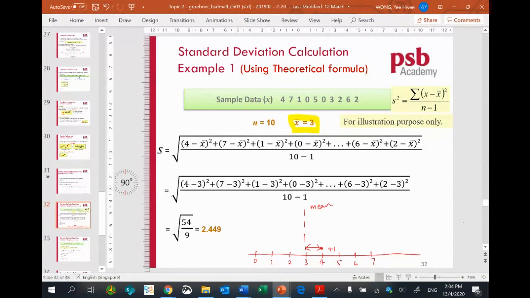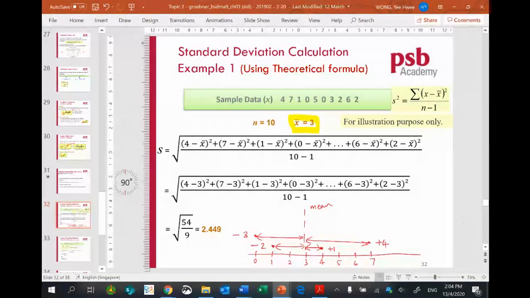How far is 7 from 3? It is 1, 2, 3, 4 steps to the right of 3. Then how about 1? 1 is here. How far is 1 from 3? It is 2 steps to the left. How far is 0? It will be 3 steps to the left.